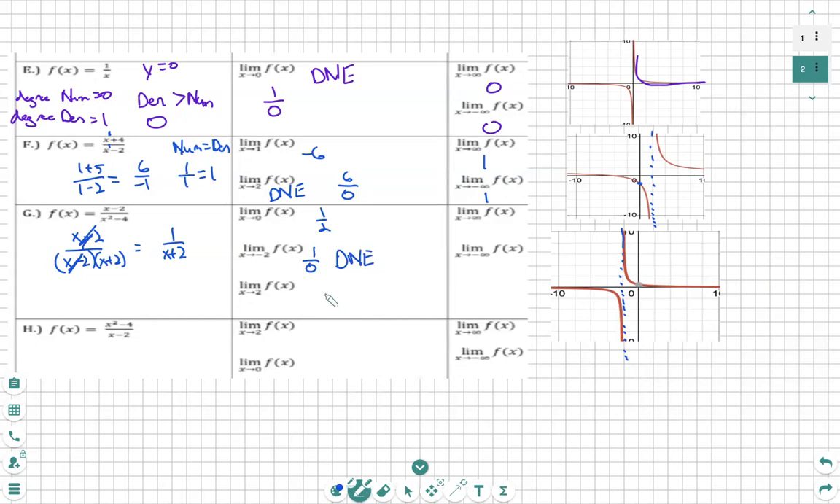As x approaches 2, we're just going to plug 2 into the top. Wait, no, sorry. x does not equal 2. We have a hole, but the limit does exist. Right? So the limit does exist, and it is 1/4. We just plug in 2 plus 2 on the bottom. Let me box these answers up really fast.